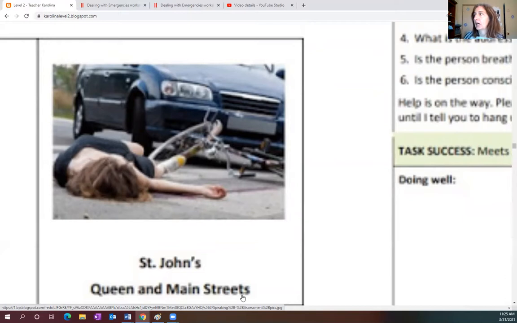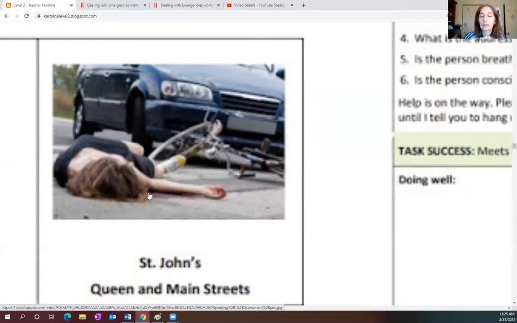And then I will ask, is the person breathing? And you say yes. And then I will ask, is the person conscious? And you say no. Then I will say, help is on the way. Please stay on the line until I tell you to hang up. Okay? So that's it. That's a very short test. It's about 2-3 minutes the most. And all you have to do, just answer 6 questions.